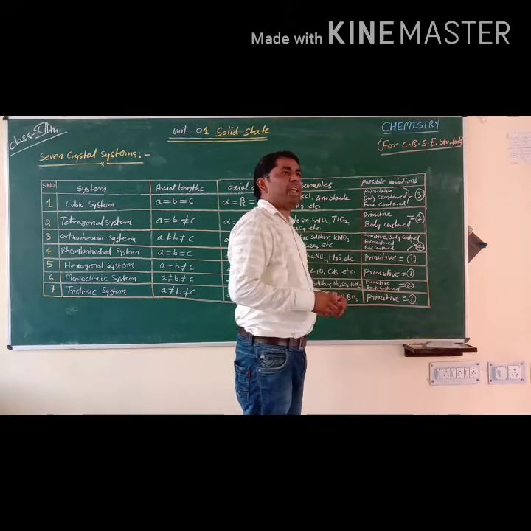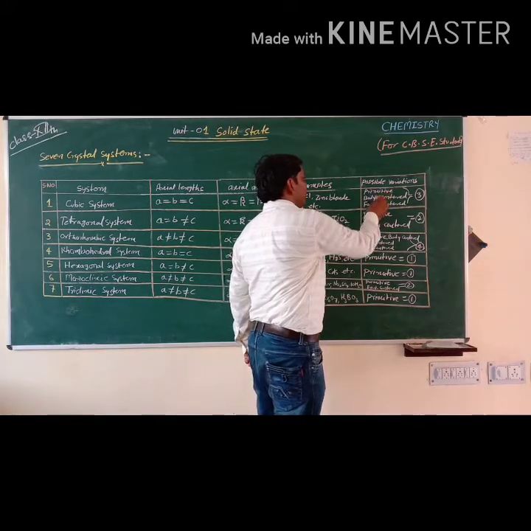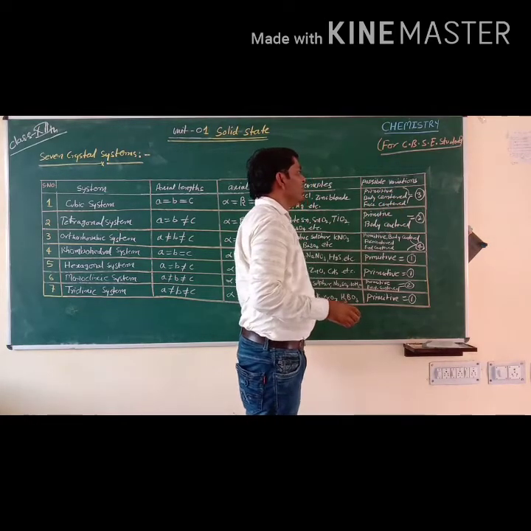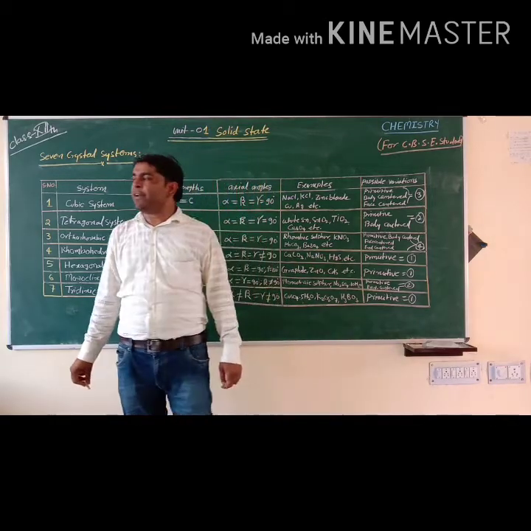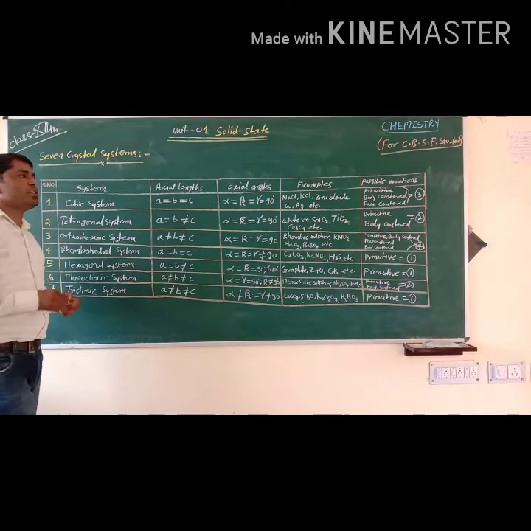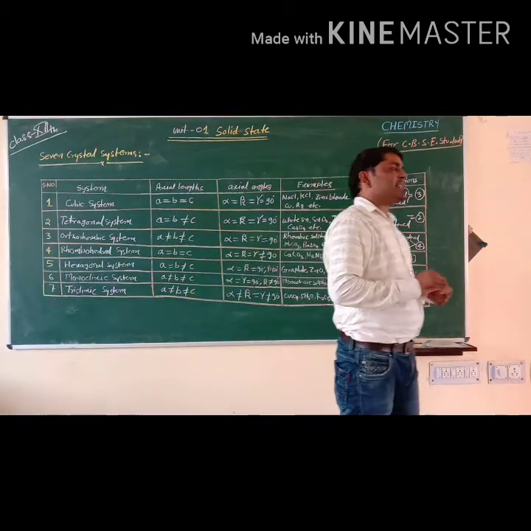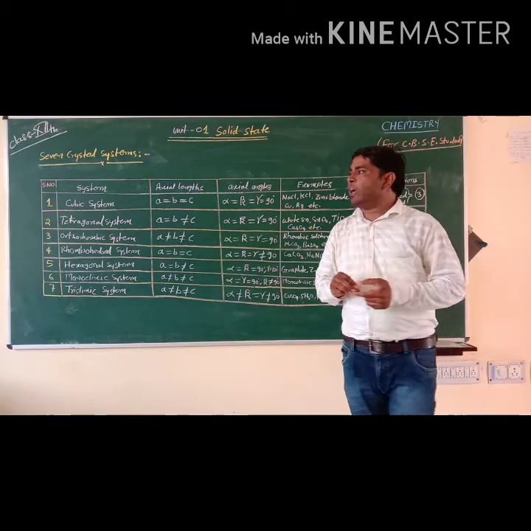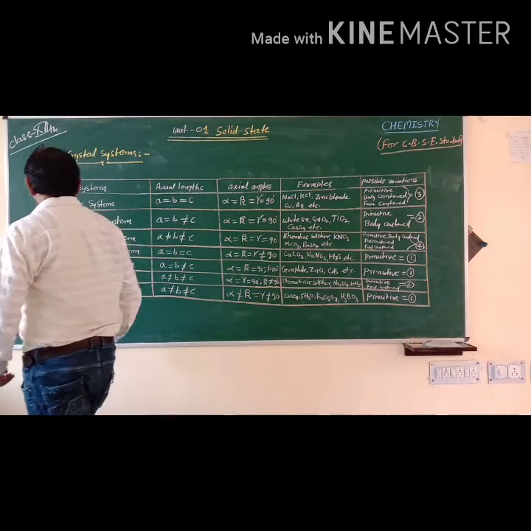Three possible variations are present in the cubic system: primitive, body centered, face centered, meaning a total of three variations. We can say the cubic system is a symmetric system because in this system the axial lengths are equal and the bond angles are equal to each other. Okay.